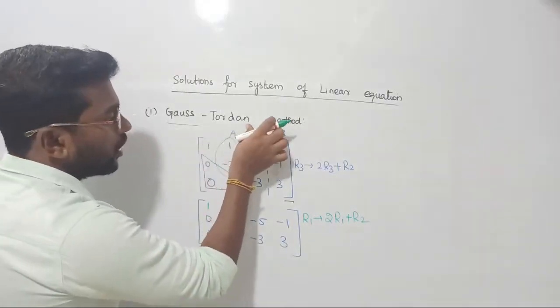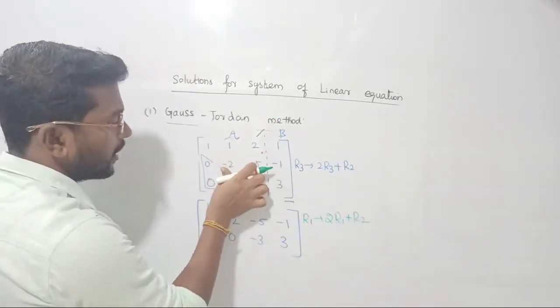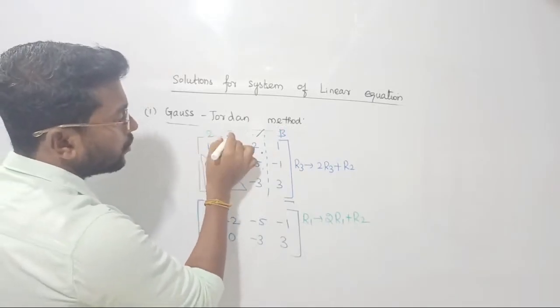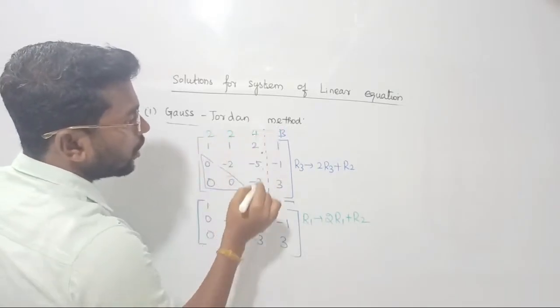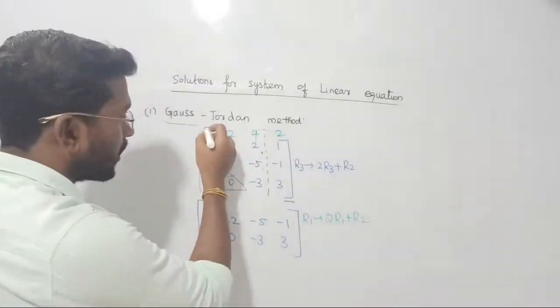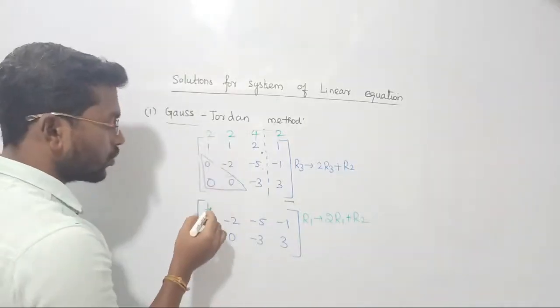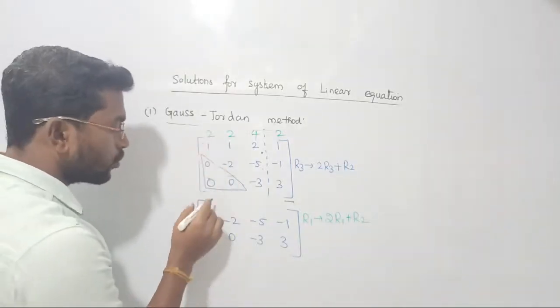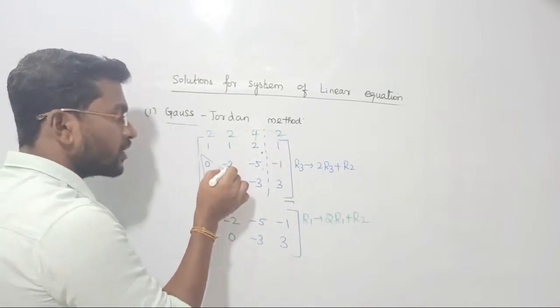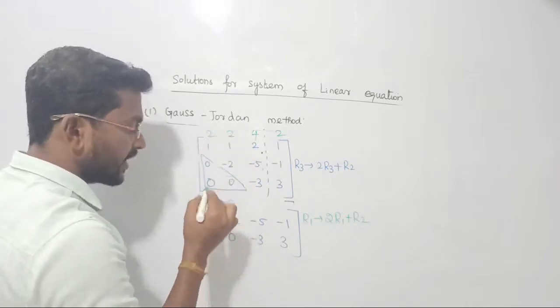Now if you multiply R1 by 2, right? If I multiply R1 by 2, such that 1 into 2 will become 2, 1 into 2 will become 2, 2 into 2 will become 4, here 2 into 1 will become 2, correct? Yes. Let's proceed. Add both of them. Now if I add these two, 0 plus 2 will become 2, right? So in the first value here we are going to get 2. Second value, minus 2 plus 2 will become 0. Yes, happily we are getting.